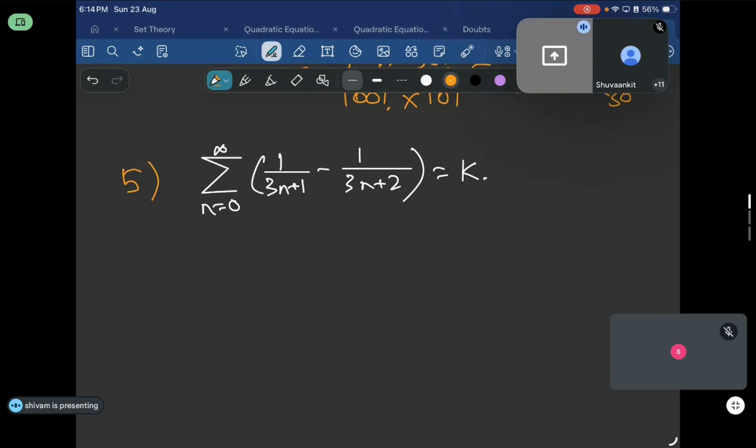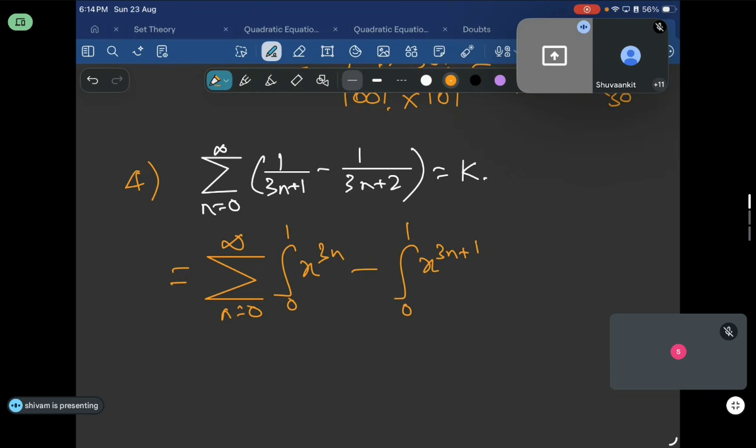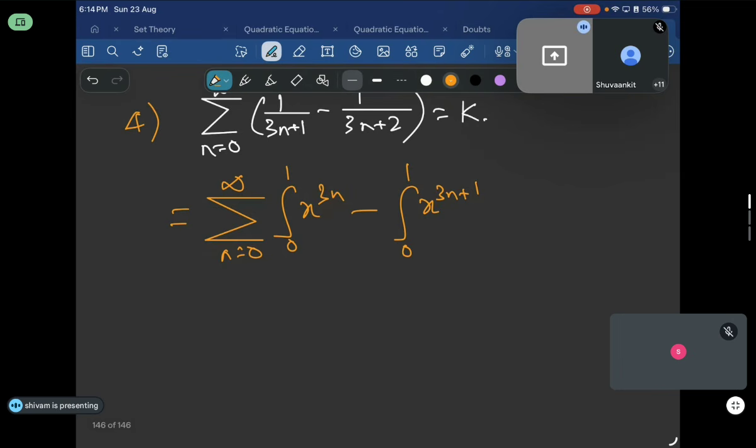This is number 5, right? So can I write it as summation of n equal to 0 to infinity, integral from 0 to 1 x to the power 3n minus integral from 0 to 1 x to the power 3n plus 1. Right, tell me. Are you people getting? Yes. Next, integral and limits can interchange, right?